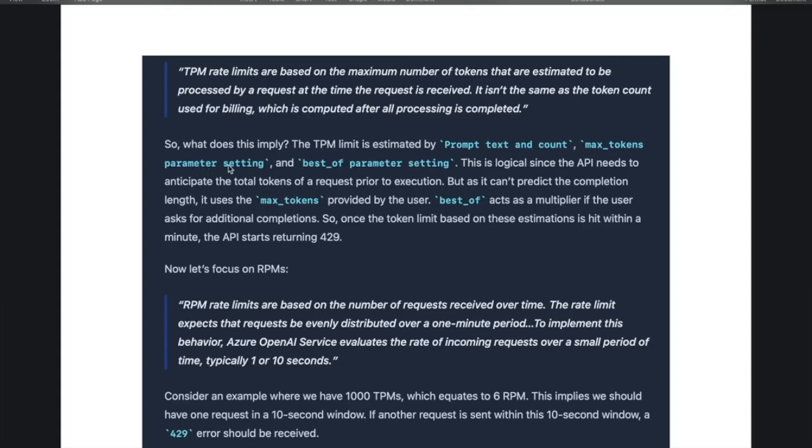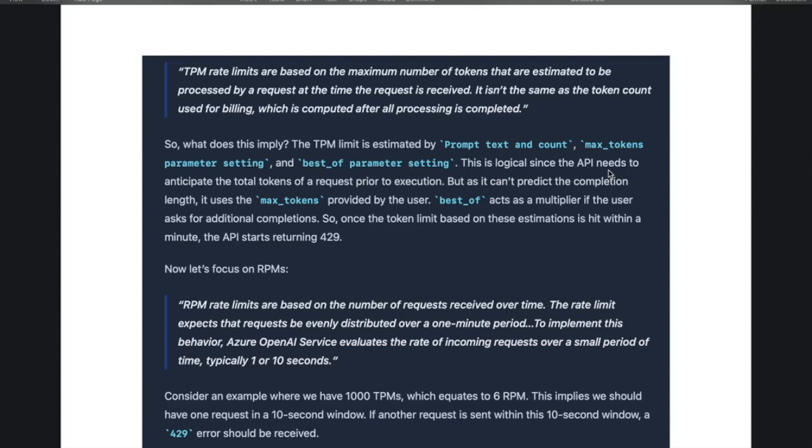This setting is generally in the API, and I'll also go over how different providers have different APIs, and there can be a different parameter where we set the max tokens allowed in combination of input and output tokens, and the best of parameter setting. So there are different parameters. Don't worry, I'll go over those parameters and how they impact TPM.